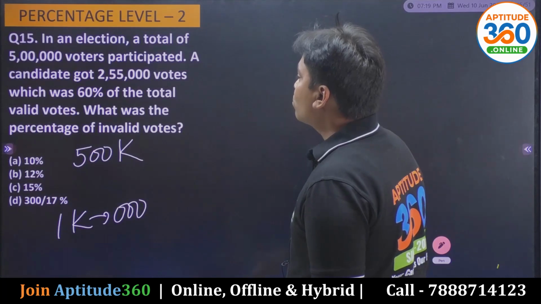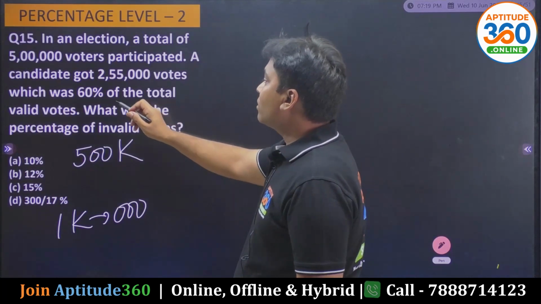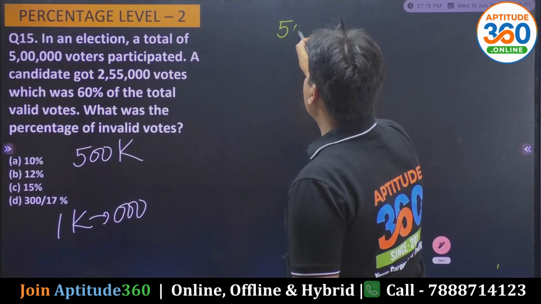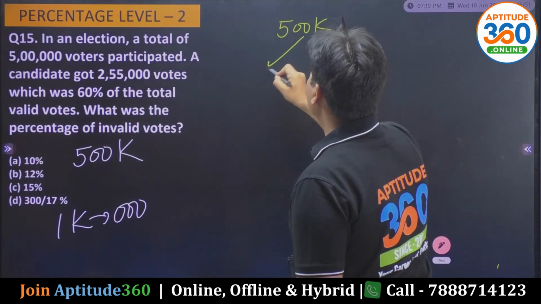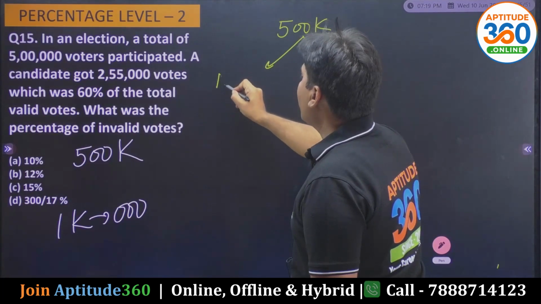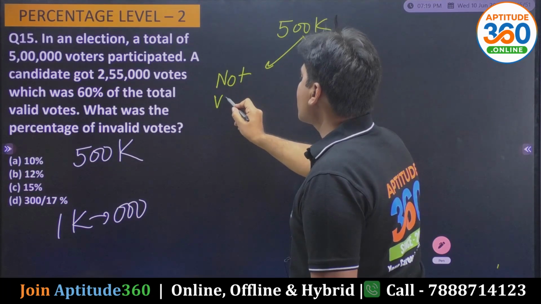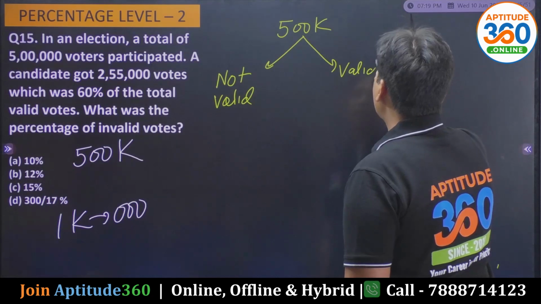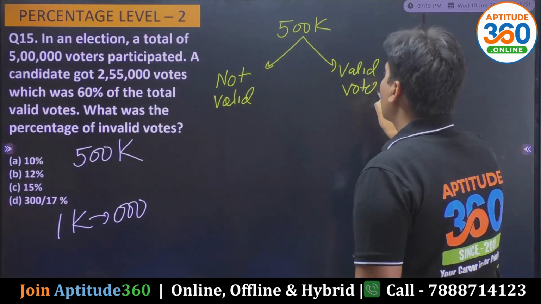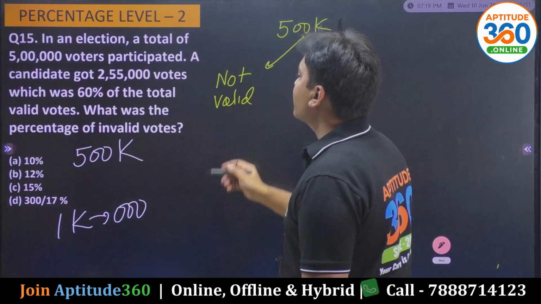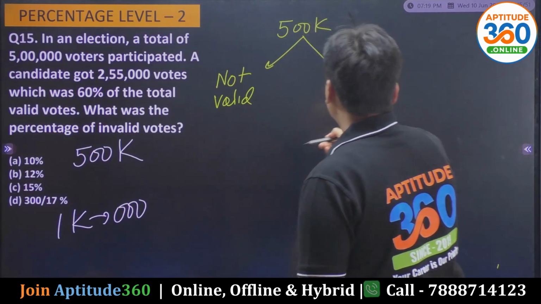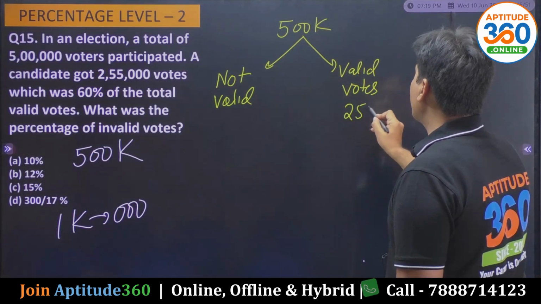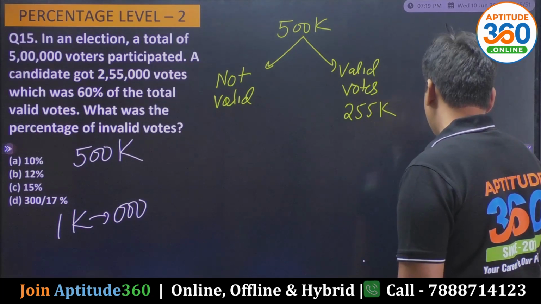A candidate got 255k, and that was 60% of the valid votes. So I would say that 500k are the total votes, right? Then we have got not valid votes, and then we have got valid votes. How many not valid votes were there? That is what we need to find out. In fact, valid votes were 2,55,000, which is 255k, right?